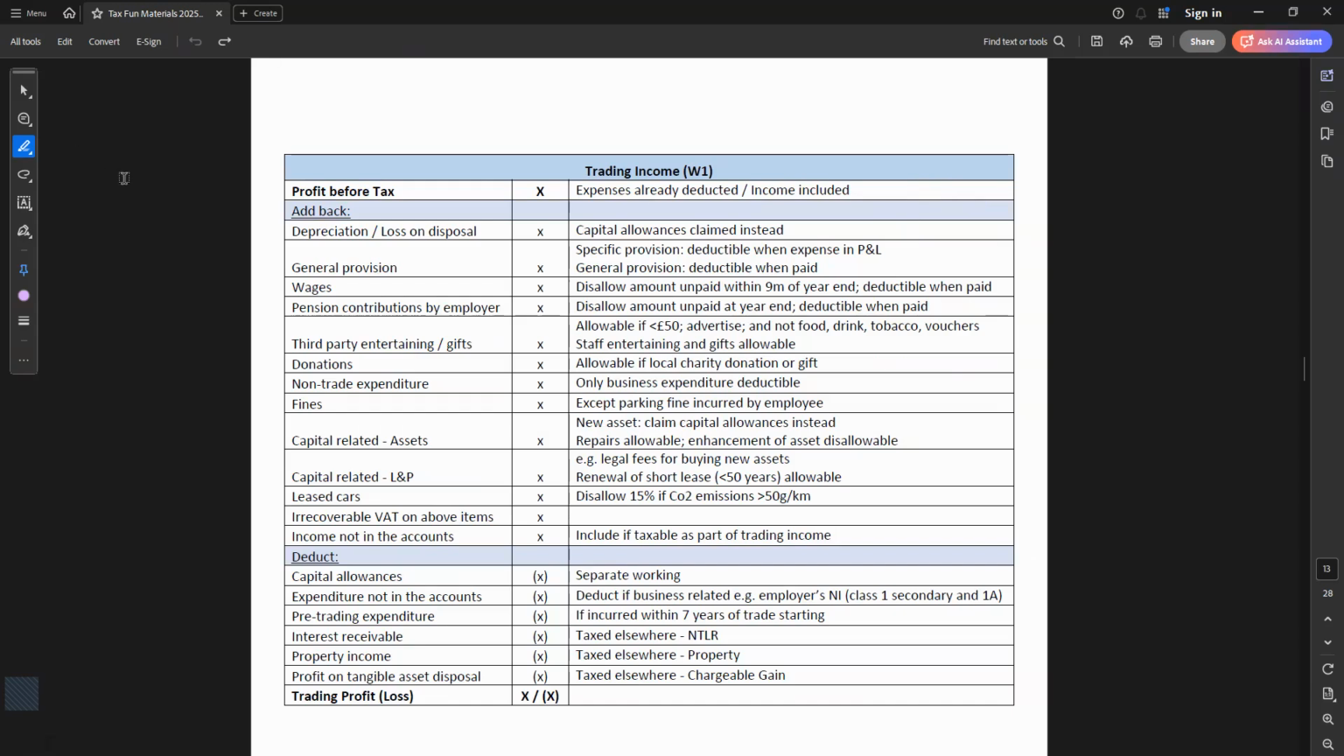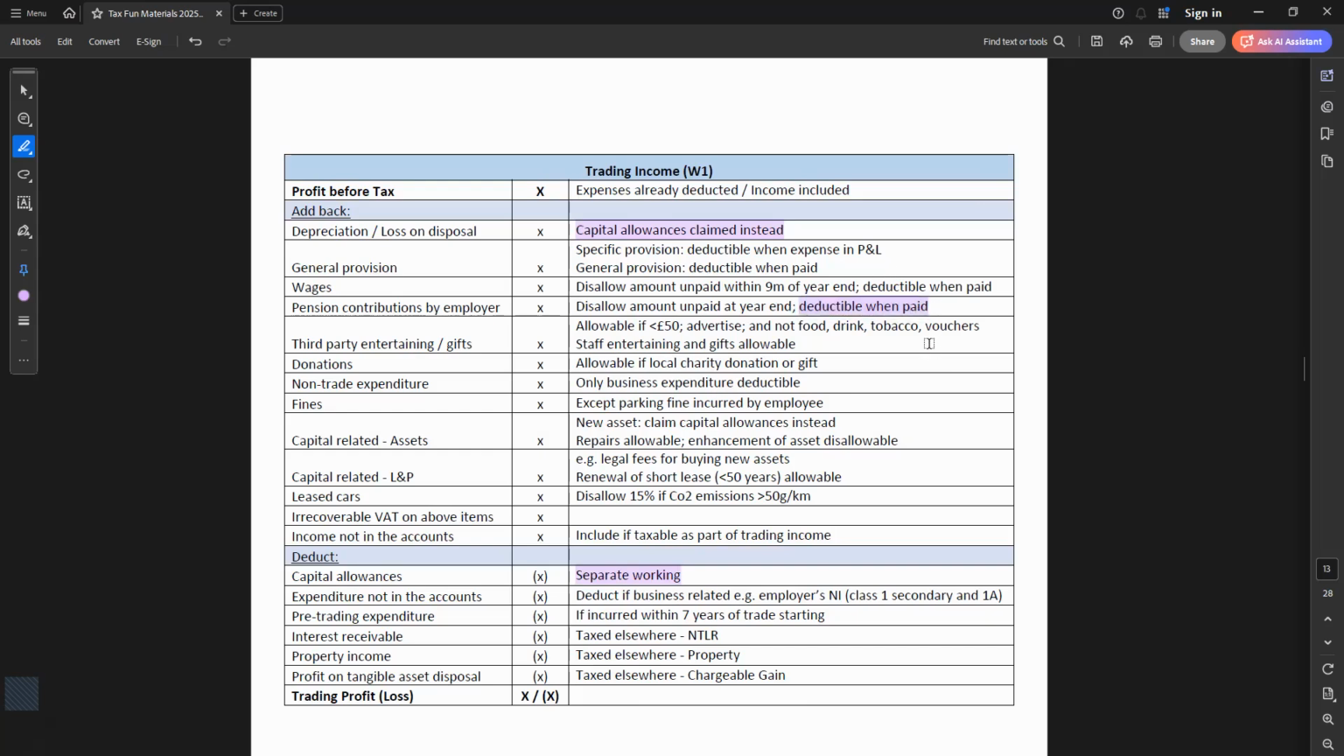So we know we start with the profit before tax. We always add back depreciation on loss and disposal and then deduct capital allowances instead. So the capital allowances are deducted down here and there's a separate working. For general provisions, specific provisions are tax deductible when expensed to the P&L, but general provisions are only deductible when paid. For wages and salaries, they need to be paid within 9 months of the year end to be fully deductible, and pension contributions are only deductible on a paid basis.